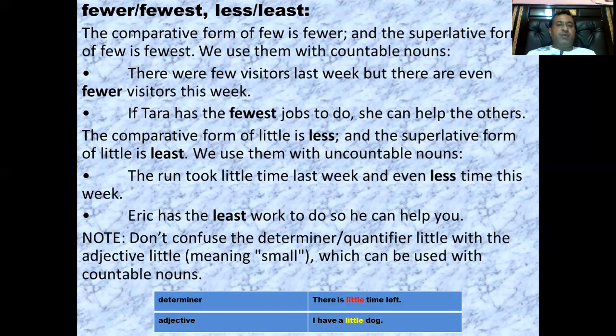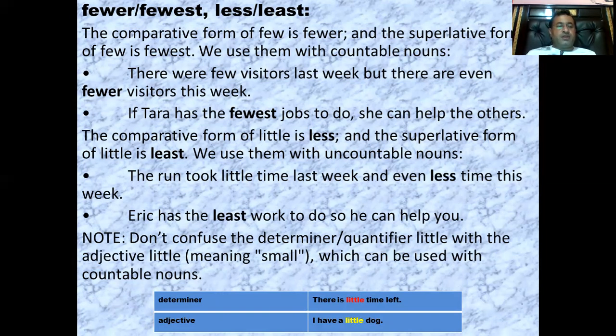The comparative form of little is less and the superlative is the least. So both are used with uncountable nouns. The run took little time last week and even less time this week. Eric has the least work to do, so he can help you. So in both, the noun is uncountable, so less or least is being used.